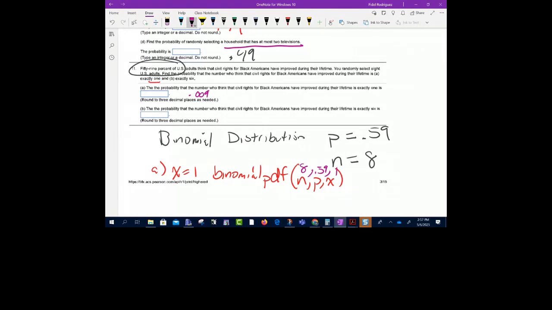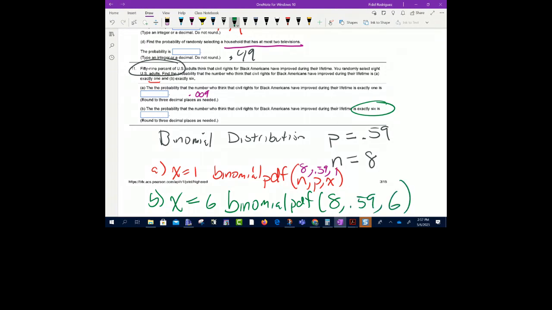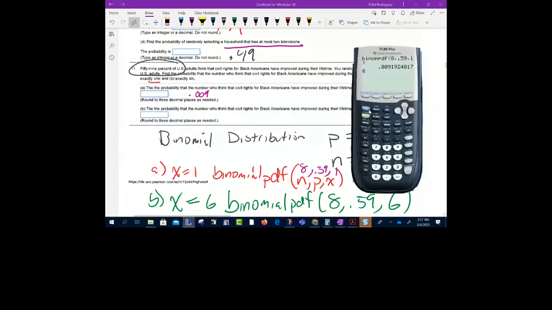Now take a look, y'all. Part B, we're going to do exactly the same thing. The only difference is in part B, our X is equal to what? 6? So we're still going to do the same thing, right? We're still going to go binomial PDF, 8, 0.59, and 6. So I'm just going to go second enter, and I'm going to change that 1 to a 6, and hit enter here. And I'm coming up with 0.199, again, if I'm going to 3 decimal places.